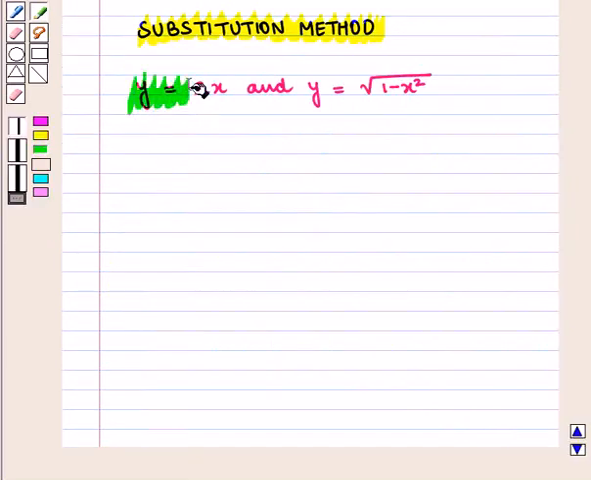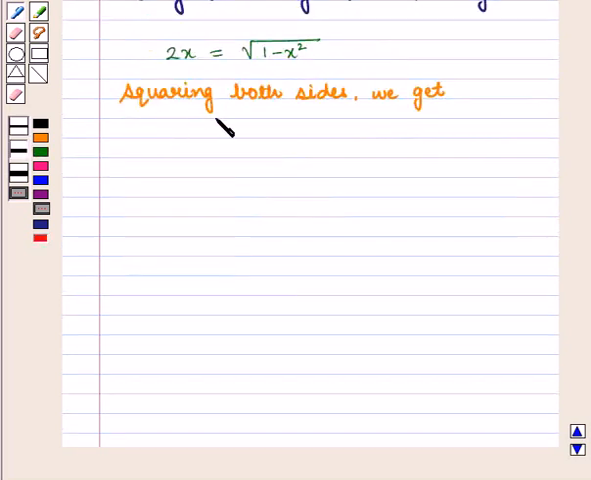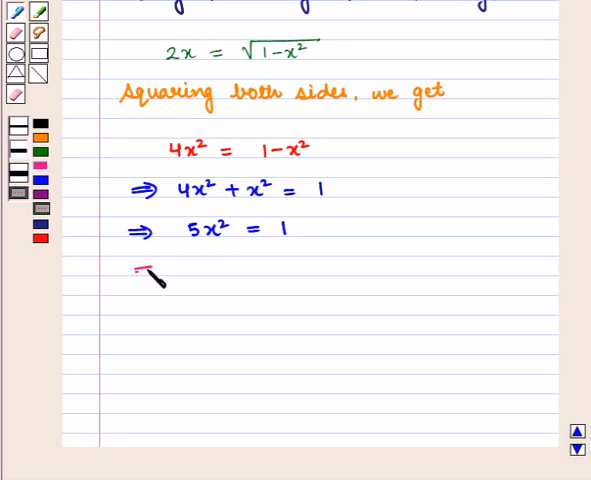Now, here we are given two equations, y is equal to 2x and y is equal to square root of 1 minus x square. Now we put y is equal to 2x in the equation y is equal to square root of 1 minus x square and we get 2x is equal to square root of 1 minus x square. Now squaring both sides we get 2x whole square, that is 4x square, is equal to 1 minus x square, which implies that 4x square plus x square is equal to 1, which further implies that 5x square is equal to 1.